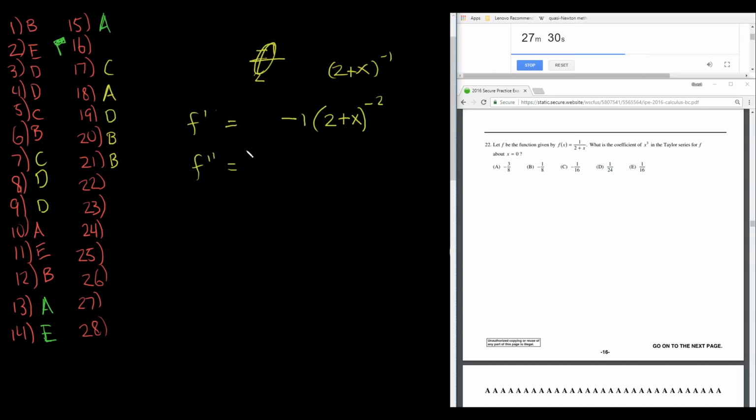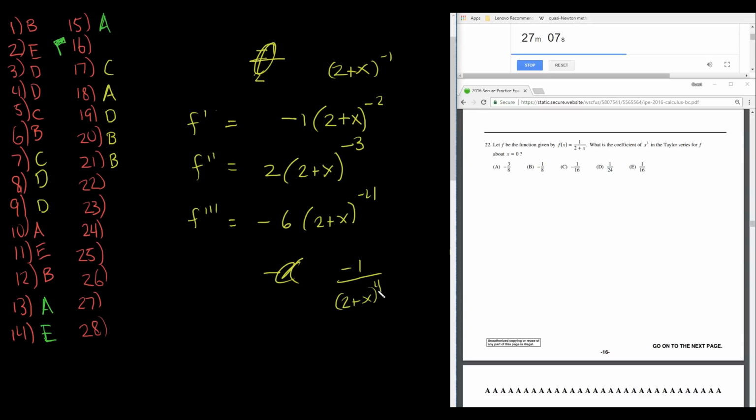Let's calculate f double prime, which is going to be 2 times 2 plus x, so negative 1 and negative 2 is 2, times 2 plus x to the negative 3, and finally f triple prime is going to equal negative 6 times 2 plus x to the negative 4. Of course, we're dividing this by 3 factorial, 6, so let's just call it negative 1 divided by 2 plus x to the 4th. About x equals 0 means that we're going to be given x equals 0, so this is just going to be 2, so negative 1, and as we saw before, 2 to the 4th is 16, so negative 1/16, C. Alright.